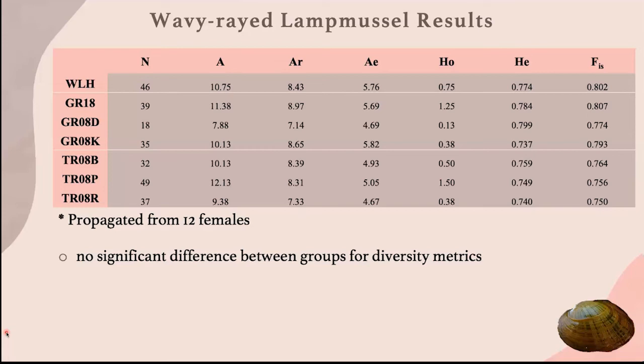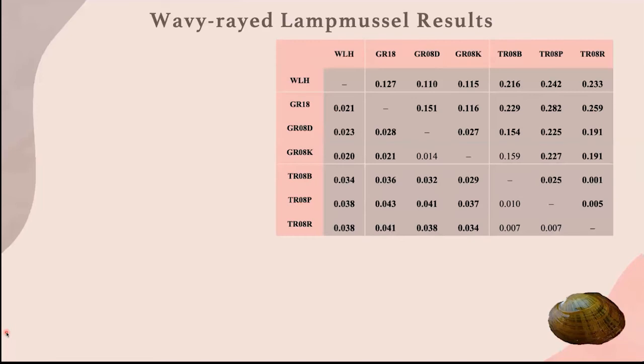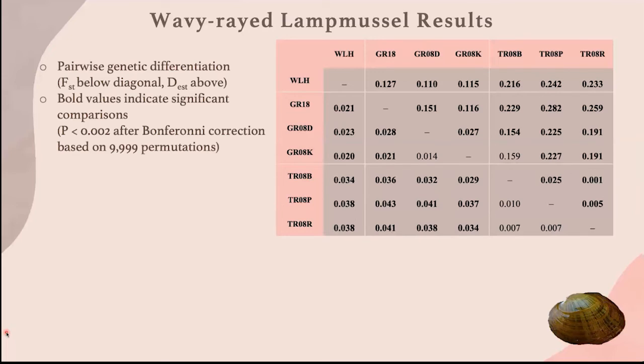genetic diversity metrics. Here is a table showing pairwise FST below the diagonal and DEST above the diagonal, where bold values indicate significant comparisons. And looking at this table, we do not see any values that would indicate to us that those populations are differentiated for comparing the Grand River wild individuals to the captive reared individuals. And the global FST for this group is 0.058.